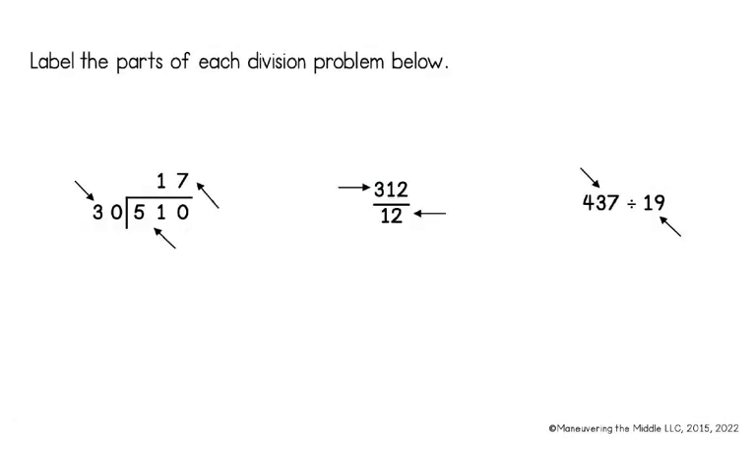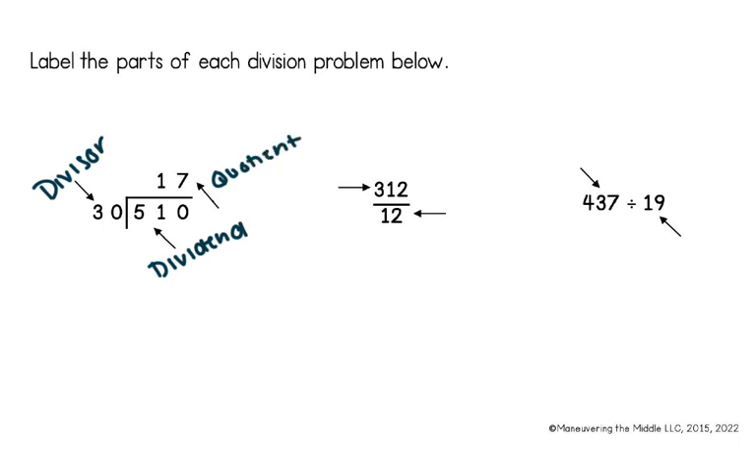All right, so now we're going to label the parts of each division problem below. So as you can see, we have 3 different types of division problems. So in our first example, if we have 30 on the outside of our box, that is our divisor. If we have 510 inside our box, that is our dividend. And then 17 on top is our quotient, our answer.